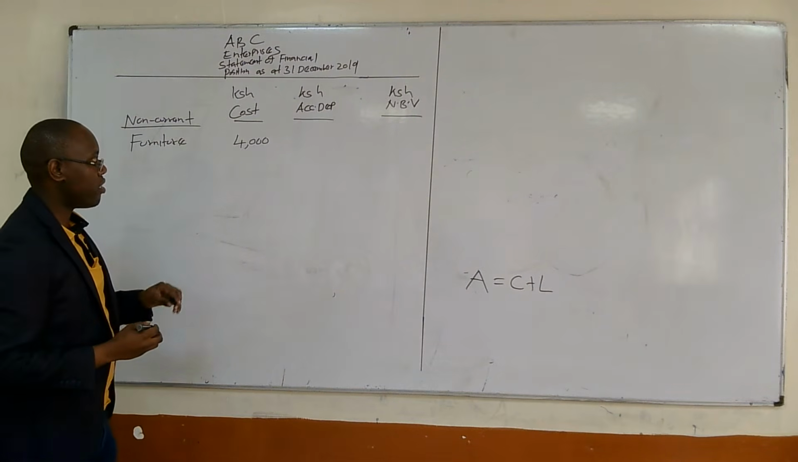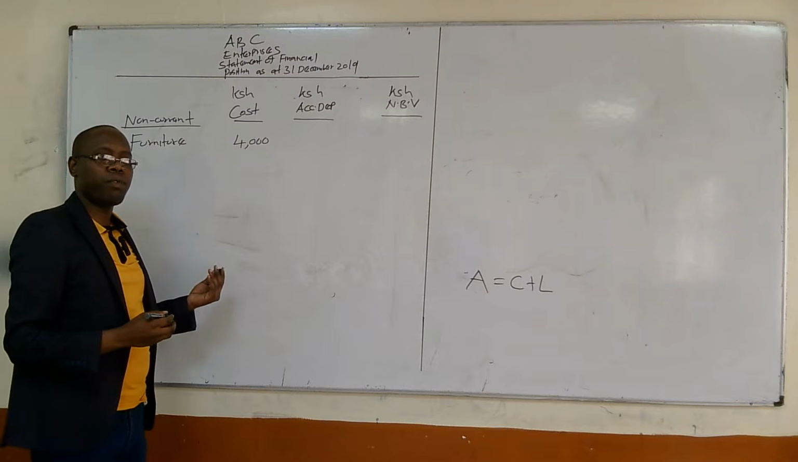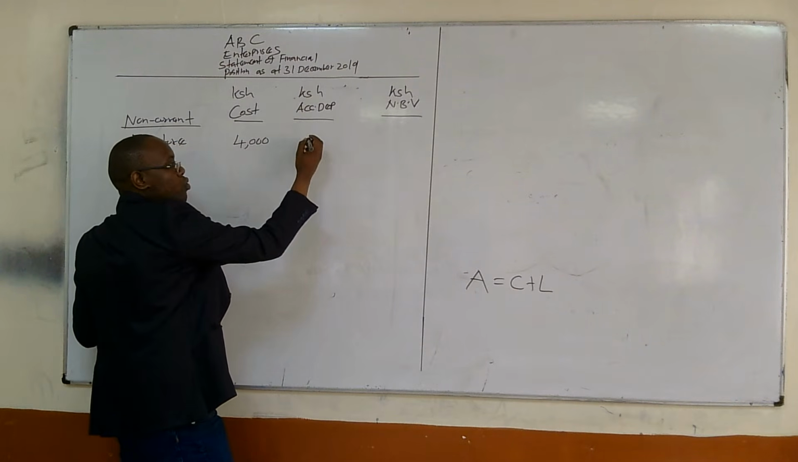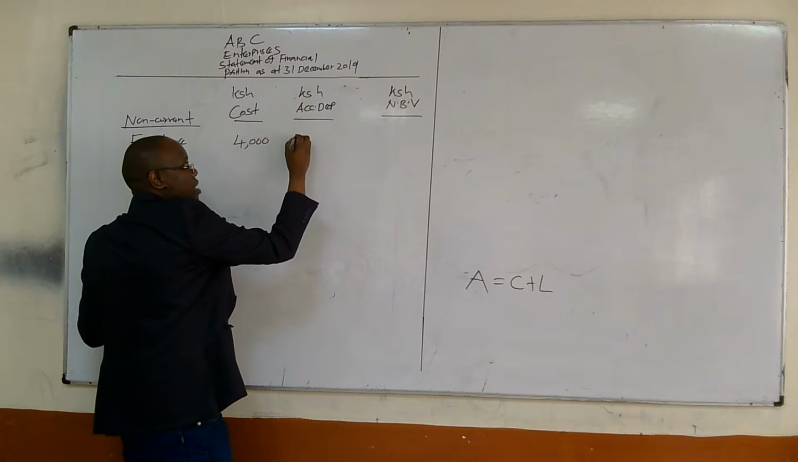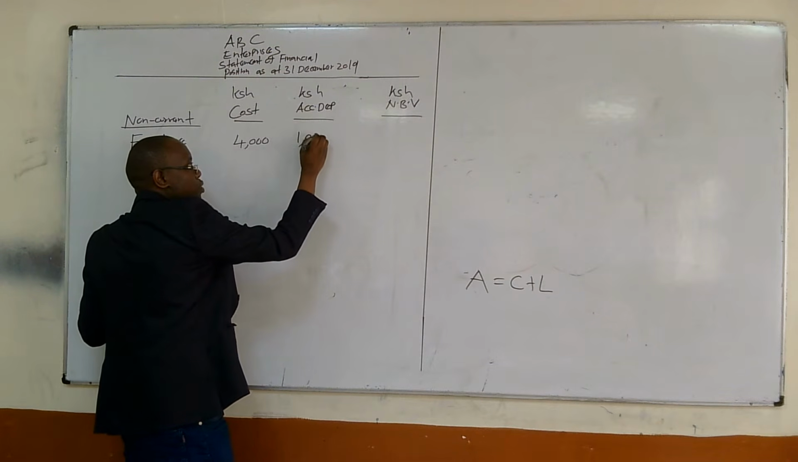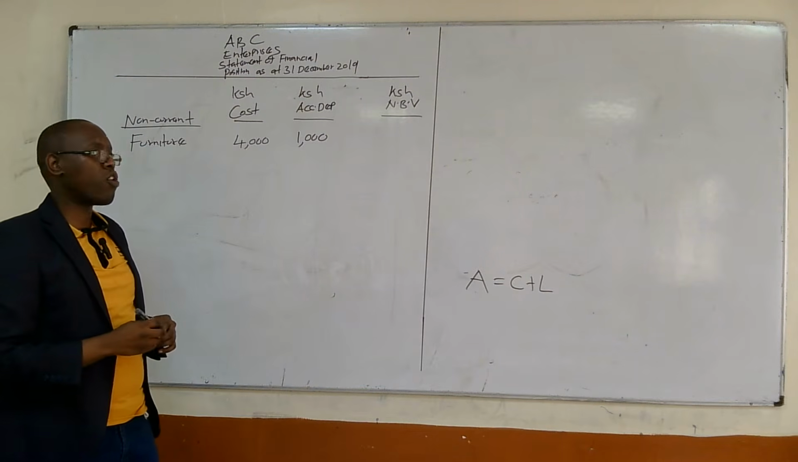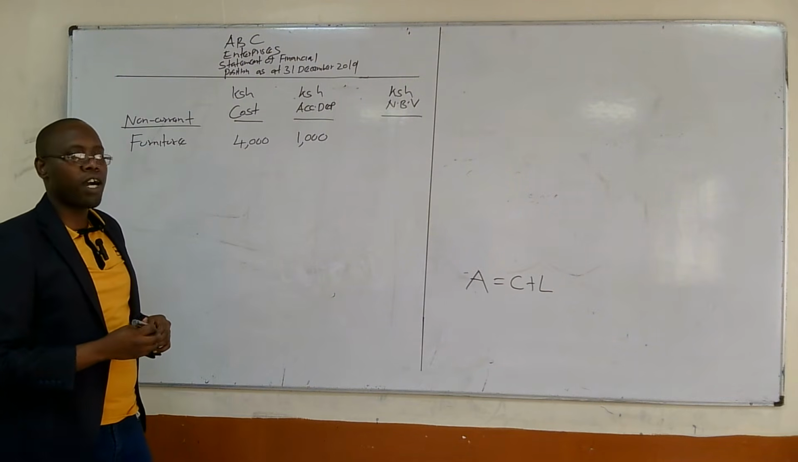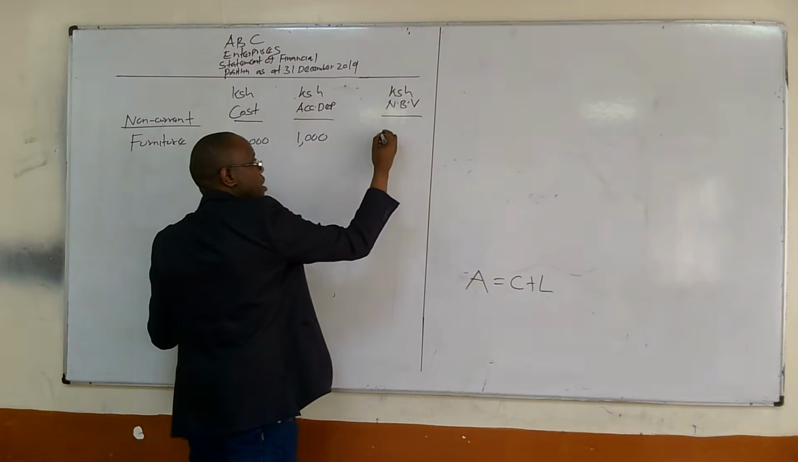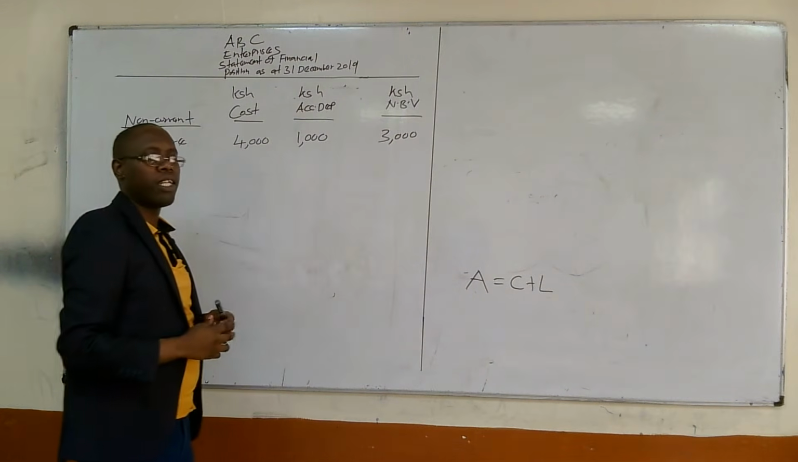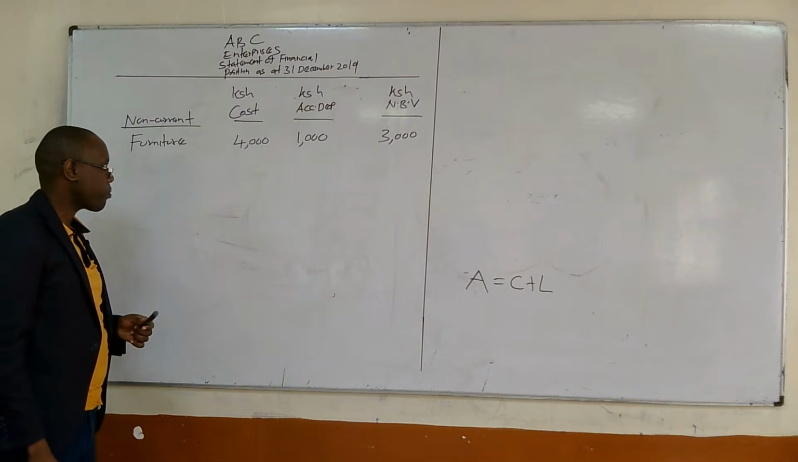And then they are also going to give you accumulated depreciation. So let us assume that the accumulated depreciation that you are given is maybe 1,000. So we're going to be able to capture that particular 1,000 in the second column, and then the net book value is going to be 3,000. So the net book value is going to be 3,000 in that particular case.